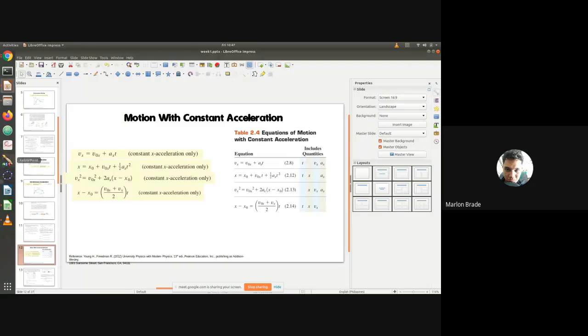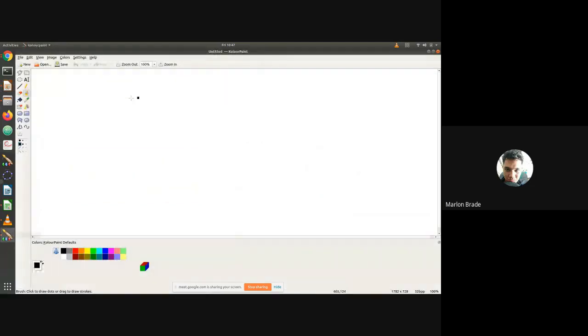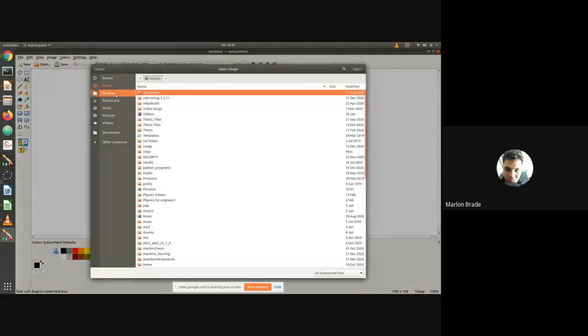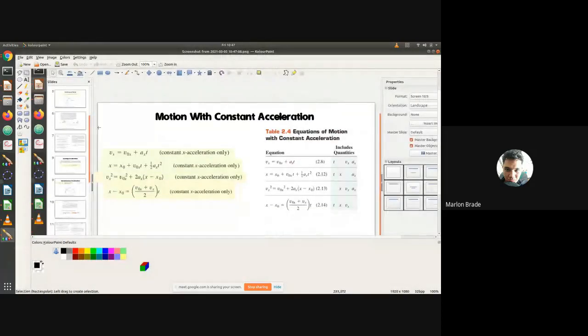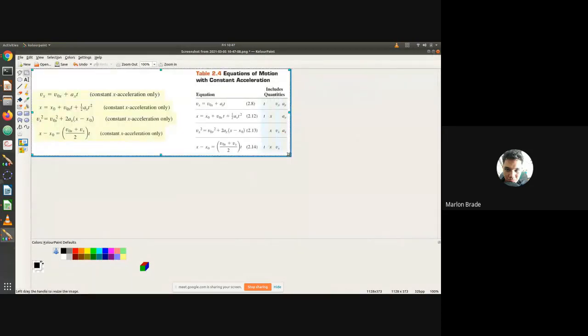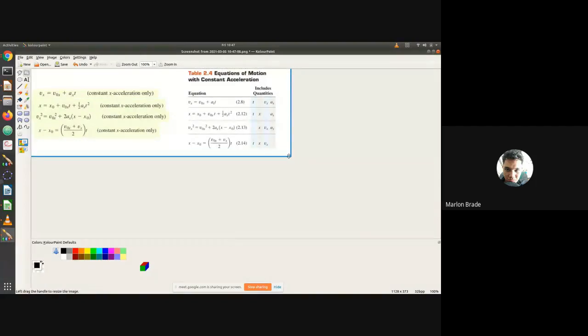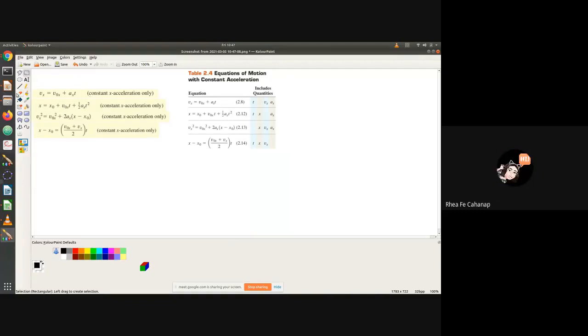So we'll use Paint. So okay. Okay, so let's focus on these following equations. So guys, makita nyo akong screen? Hello, makita nyo akong screen? Yes, sir. Kita, sir.